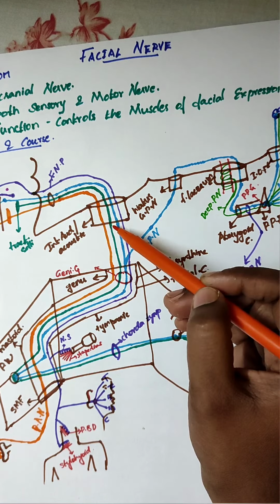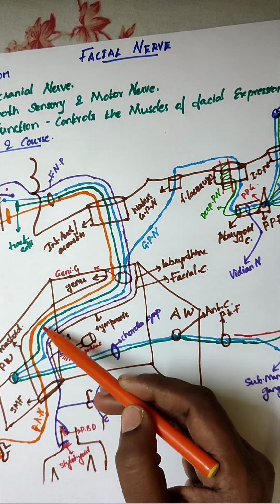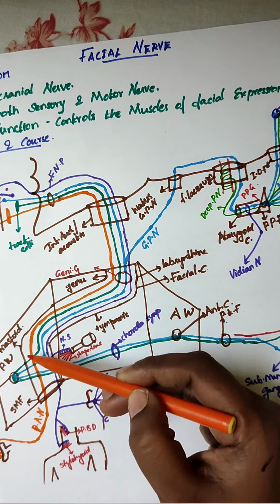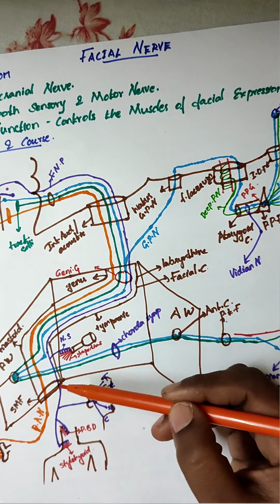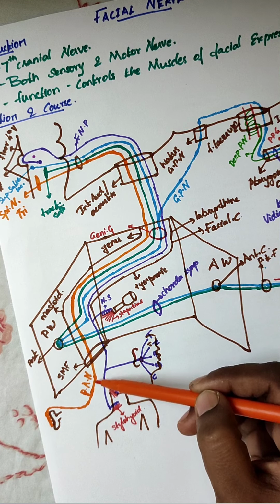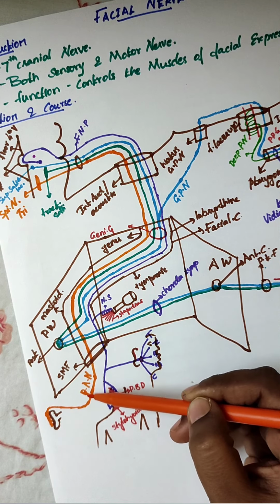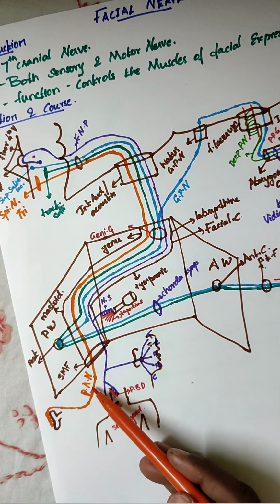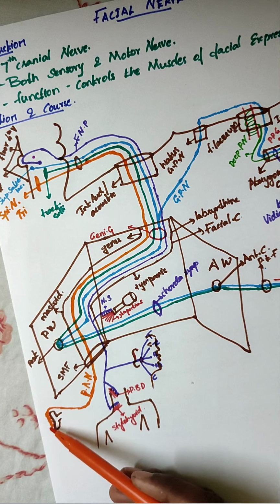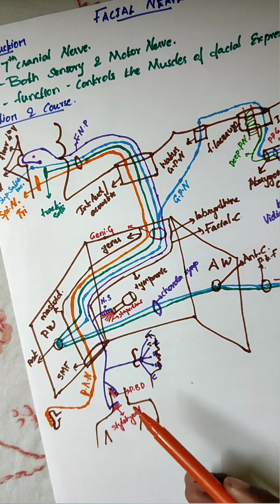It comes out of the cranial cavity through the internal auditory meatus, and runs through the facial canal and comes out of the facial canal through the stylomastoid foramen. After coming out of the facial canal through the stylomastoid foramen, the sensory nerve is known as the posterior auricular nerve. The posterior auricular nerve supplies the posterior part of the ear.